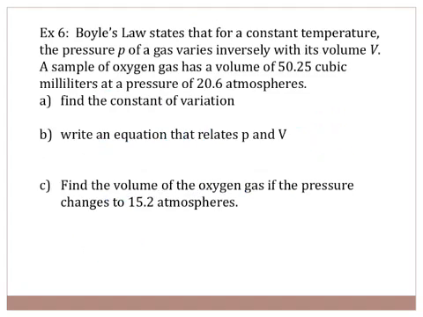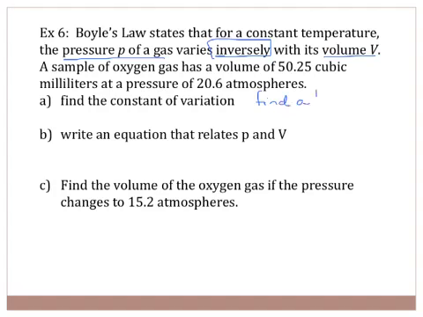Last slide, a little physics for us. Boyle's law states that for a constant temperature, the pressure P of a gas varies inversely. It means we're going to divide our constant by its volume V. A sample of oxygen gas has a volume of 50.25 cubic millimeters at a pressure of 20.6 atmospheres. So we're going to find the constant. That means find A.